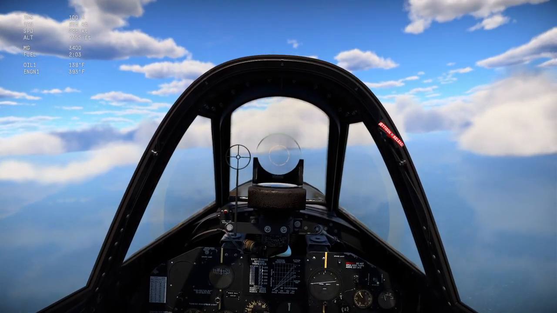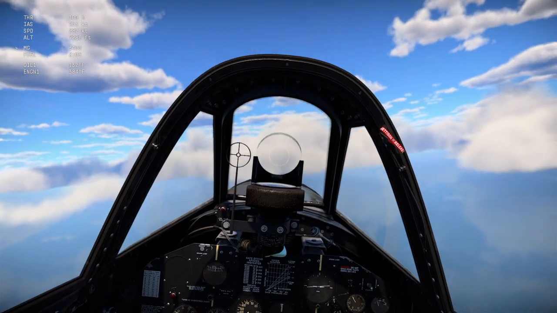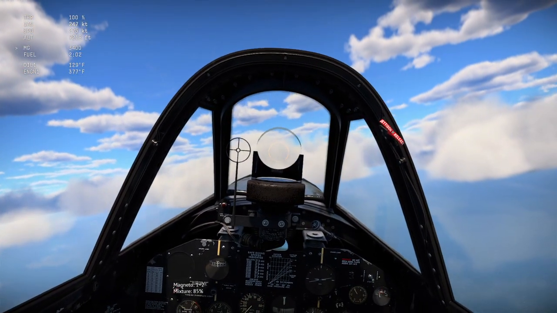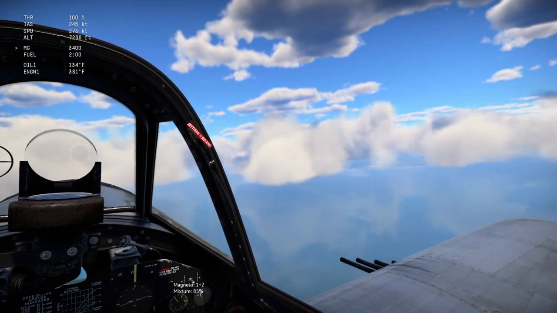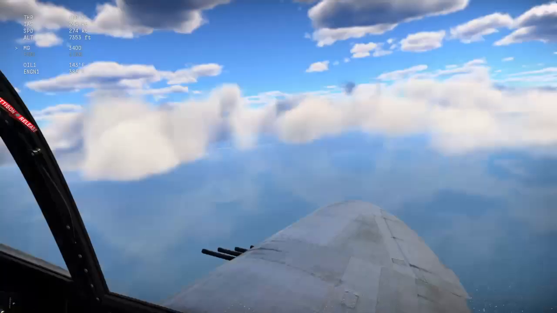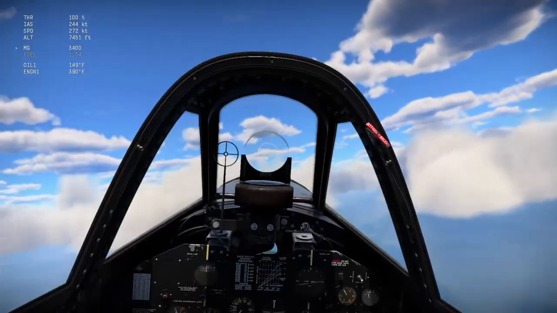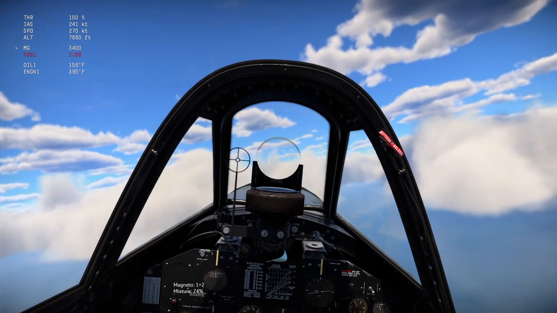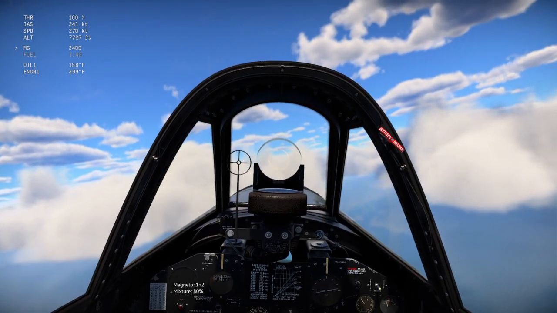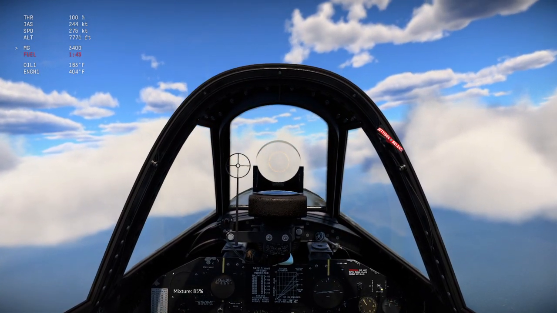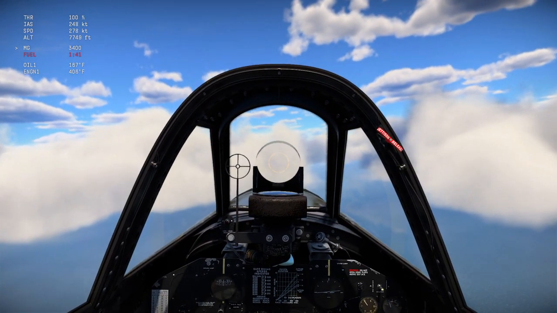You can hear my blades just whirling in the wind. So let me set my magnetos back to 1 plus 2. My engine comes back. There we go. So magnetos is basically the plugs in your engine. That's simply what magnetos is.